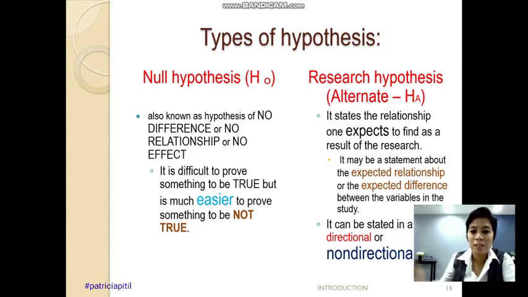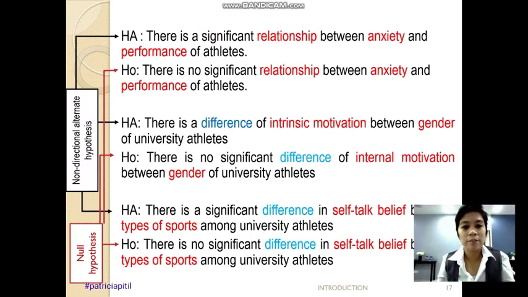The same goes for the alternate. It states that there is a relationship that you expect, or that there are differences that you expect. It can be stated as directional or non-directional. So for hypotheses, there are two types: directional or non-directional. Example of the null and alternate. Okay, if we look at the first pair here, there is a relationship between anxiety. Another one mentions the word no. Okay, if it states the word no, it is a null statement.